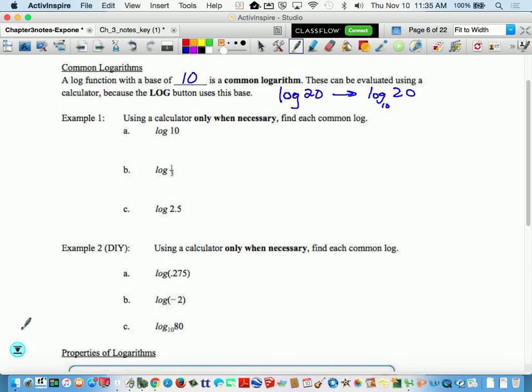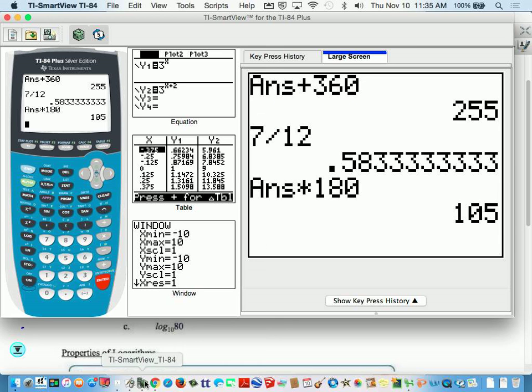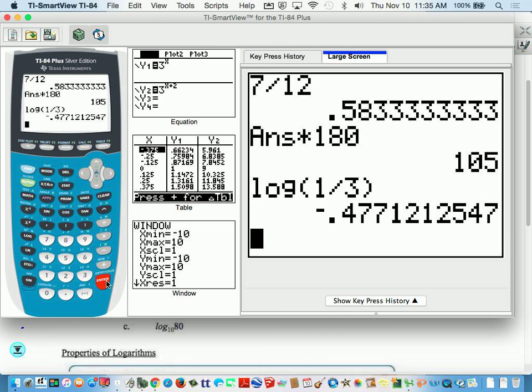It says use a calculator only when necessary. Find each common logarithm. Do I need to use my calculator for this one? No, because if it's base 10 and you don't know the answer, you'd say, well, 10 to the x is equal to 10. X would have to be what? 1. Do I need my calculator for this one? Yeah, because 10 to some power would be 1/3. Doesn't make sense. So you can just go to the calculator, hit the log button, 1 divided by 3, hit enter, and it's negative 0.4771.